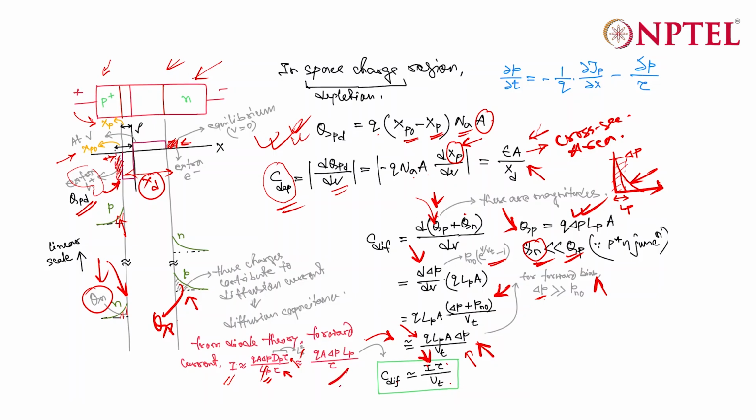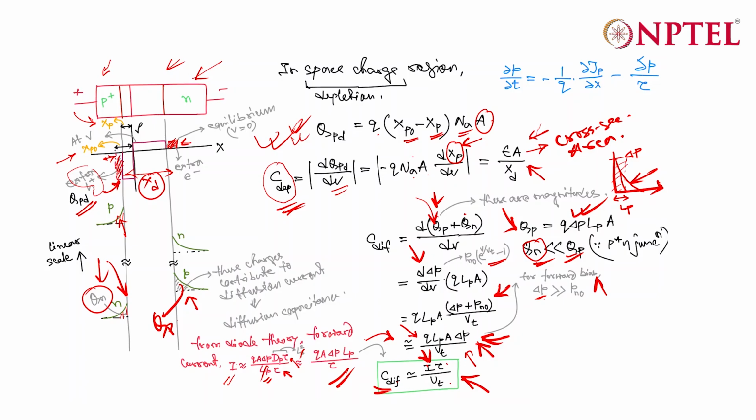So if you do this particular analysis using these two equations, you will arrive at an expression where C diffusion is almost equal to I tau divided by Vt. So this is your diffusion capacitance. So you have depletion capacitance as well as diffusion capacitance.